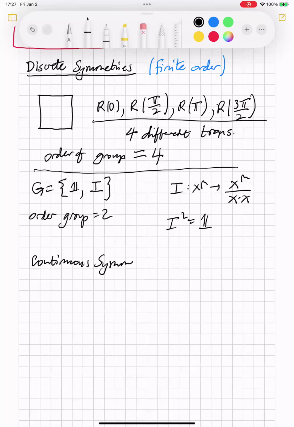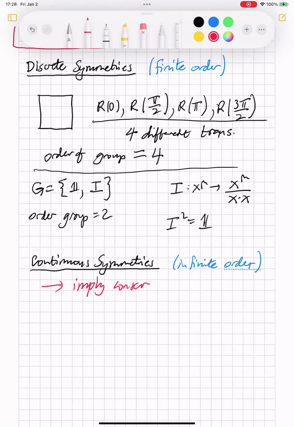When we look at continuous symmetries, these are the ones. So what's important about continuous symmetries? Well, they have an infinite order. So there'll be an infinite number of independent transformations in this group. And these are most interesting for us because these are the ones that Noether's theorem talks about. These imply conservation laws. So you don't get a conservation law for a discrete symmetry.